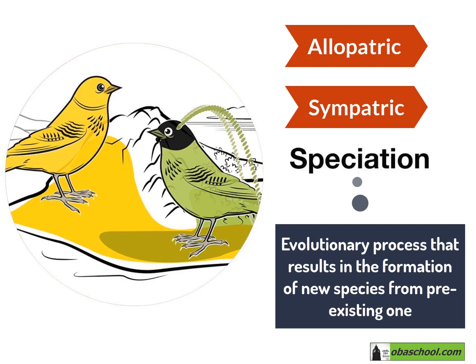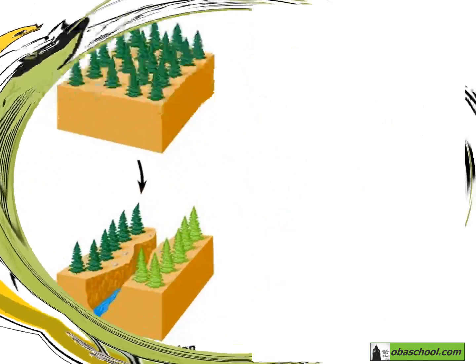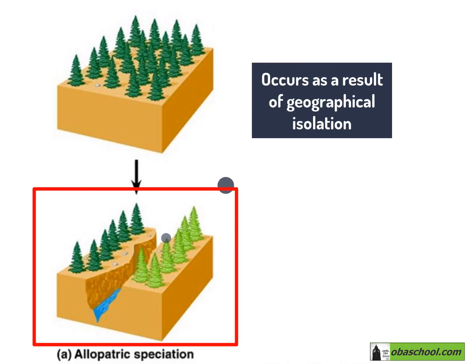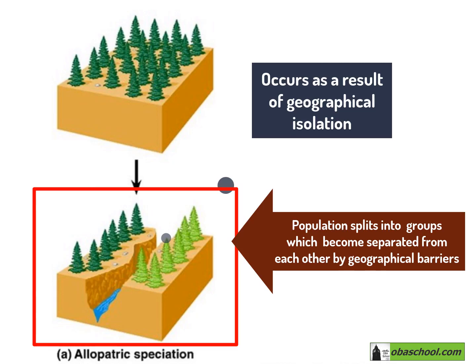Now we are going to focus on allopatric speciation. Allopatric speciation occurs as a result of geographical isolation, and it is the most common type of speciation. A species population splits into one or more groups, which then become separated from each other by geographical barriers.